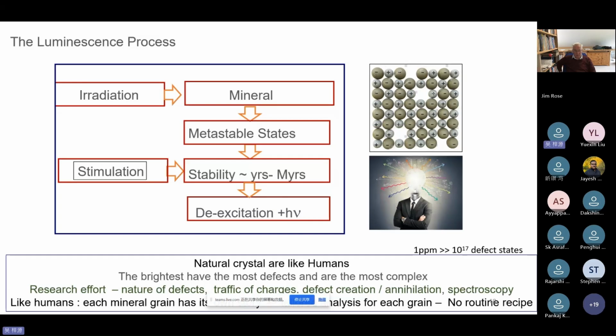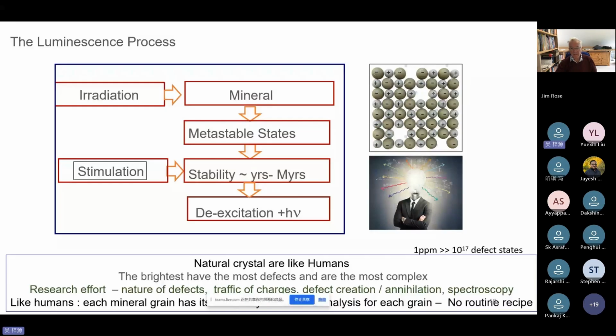Now, all crystals are like human beings: the brightest human being is the most eccentric one, has the most defects, and is the most complex. So whenever you have a bright signal, you have to be careful that you have a very complex system to deal with. Just to give you a feel of the whole thing, 1 ppm of impurity would give rise to about 10 to the power 17 defect states.